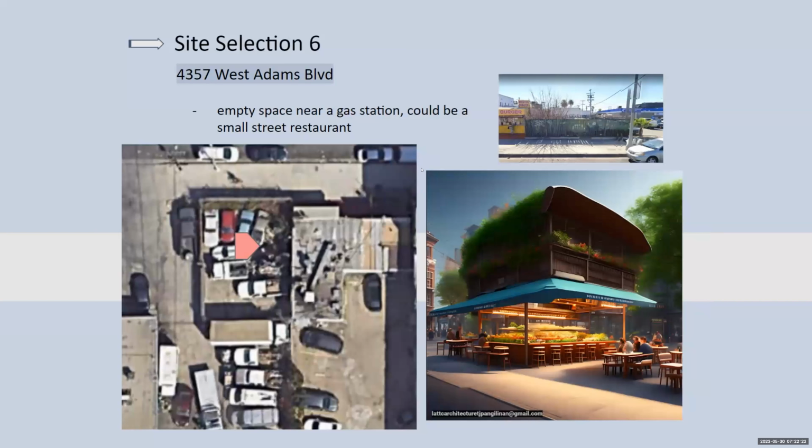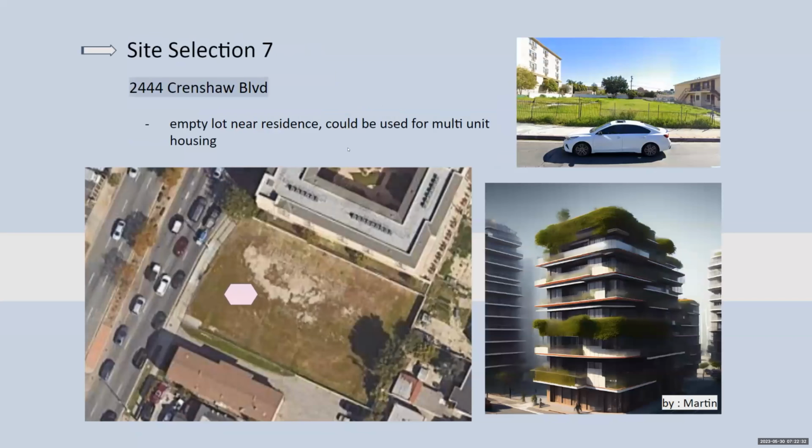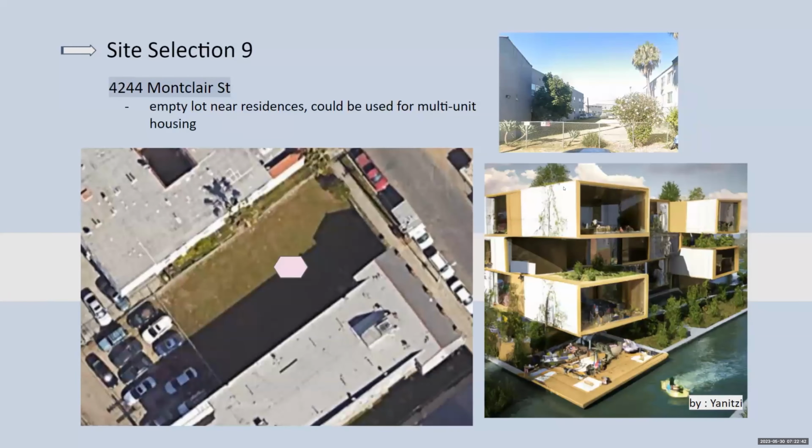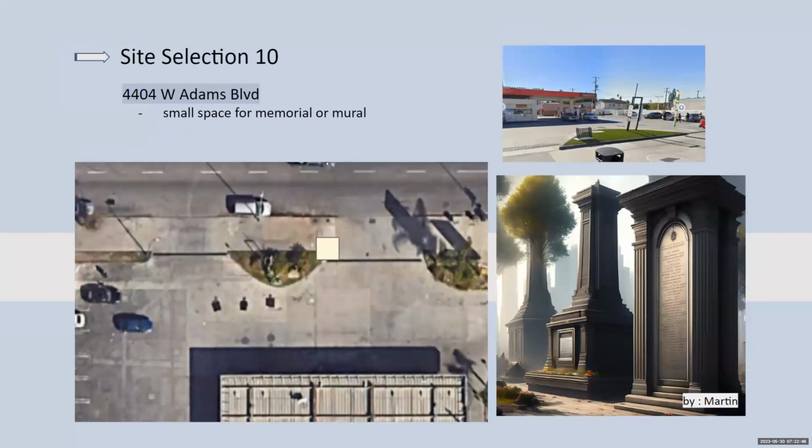Oh, this is the one I made a SketchUp for. I decided to do a street restaurant, so I'll describe this one more later. This is an empty lot near a residence, so it can be multi-unit housing. This is another one-unit residence that can be used for an ADU and multi-unit housing again. And this one was a small space for a memorial.